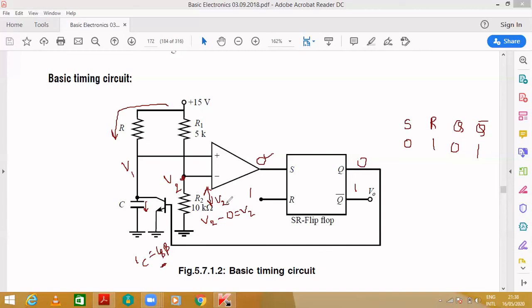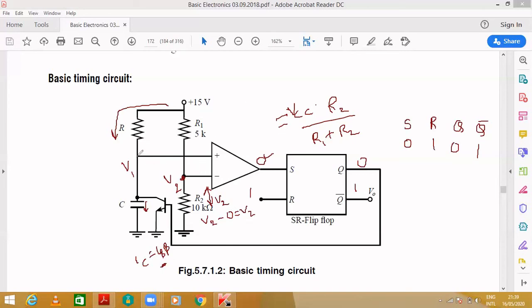But my intention is to get the voltage at this point, because it is acting as a voltage divider. You already know the voltage divider formula. The main voltage is VCC, and VCC is multiplied by the resistance where I am finding the drop, which is R2, over the total resistance R1 and R2. So this becomes VCC times R2 over R1 plus R2. And this is about a basic timing circuit.